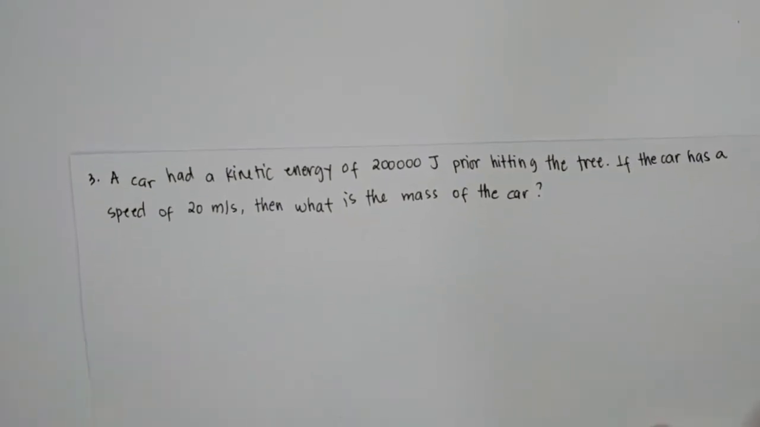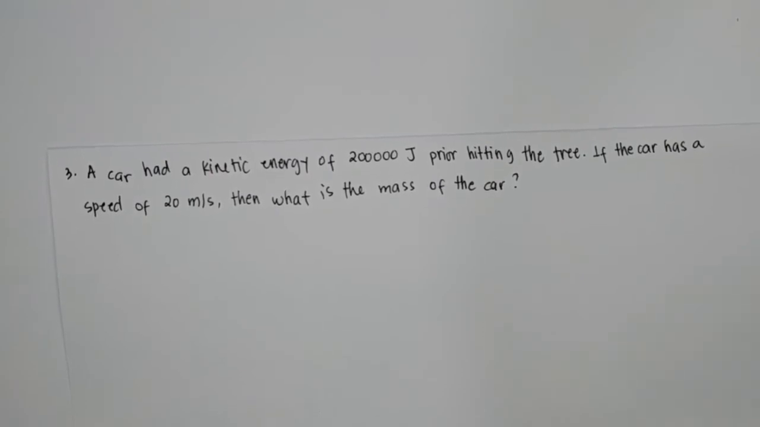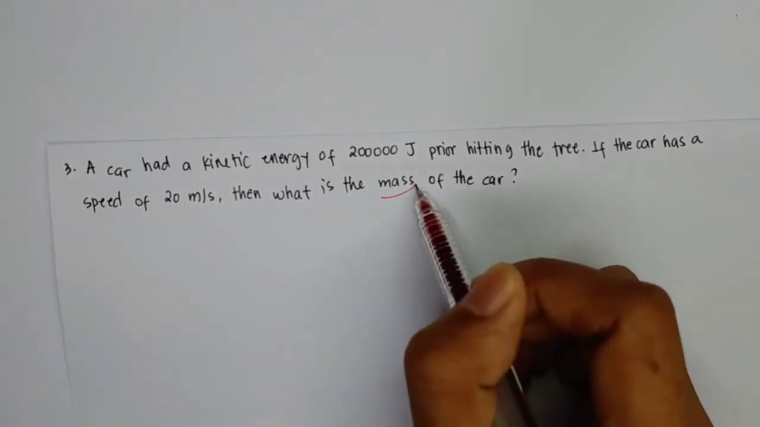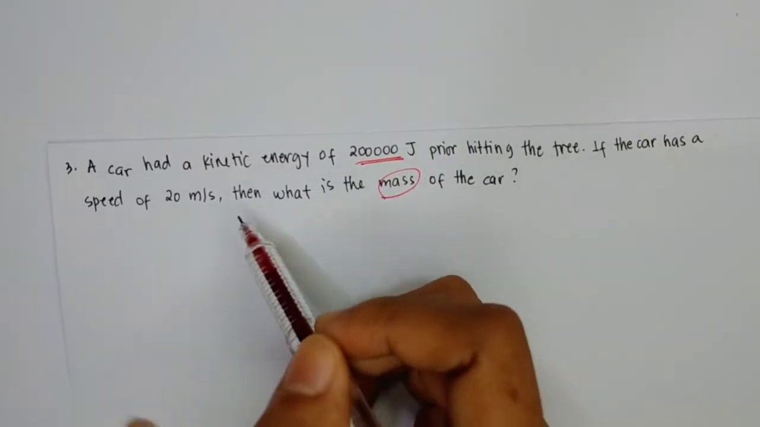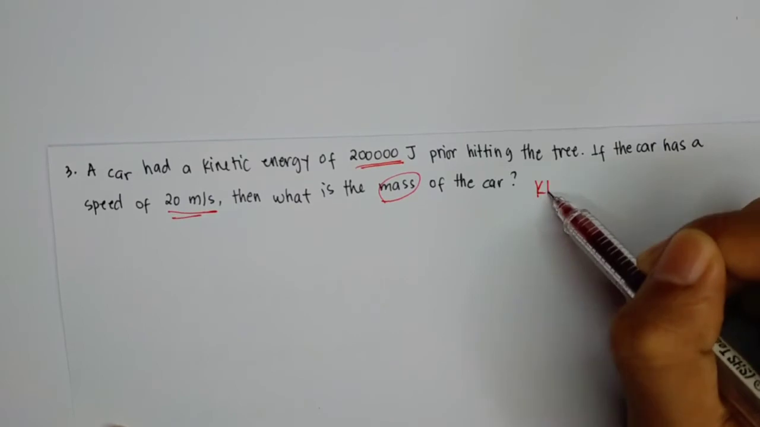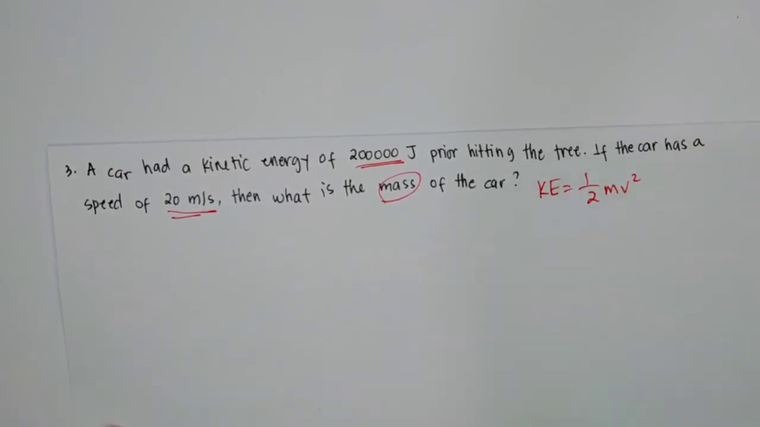We have here last example. A car had a kinetic energy of 200,000 joules prior to hitting the tree. If the car has a speed of 20 meter per second, then what is the mass of the car? So, yung kanina, ang hinahanap is ang speed. Ngayon naman, ang hinahanap natin is ang mass ng car. So, given na naman yung kinetic energy, tsaka given yung speed. Again, yung formula natin, that is KE is equal to 1/2 mv squared.